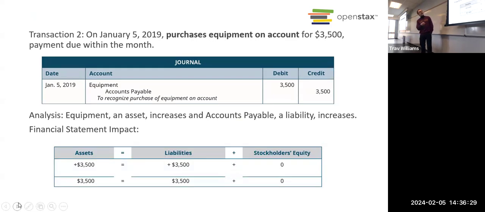Here's another journal entry. The company bought some equipment on account. The company got equipment, an asset, so it would get debited, right? And then the company has a liability because they haven't paid for the equipment. Liabilities increase on the credit side, right? So we see an asset going up and a liability going up.